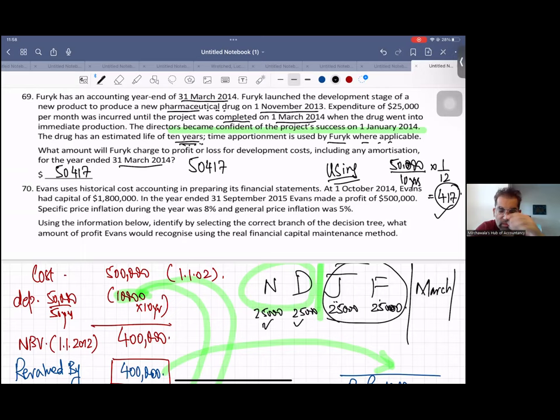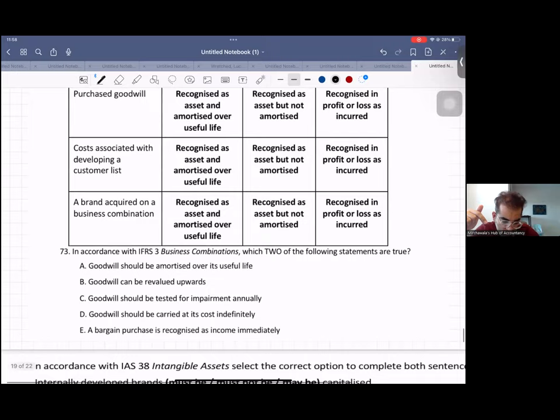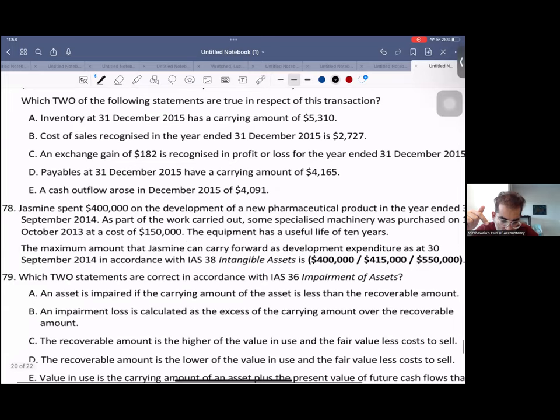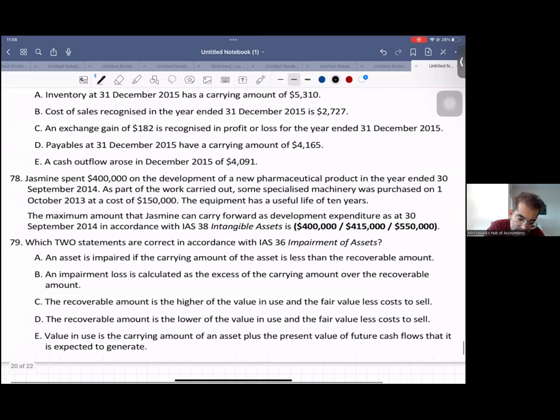Now, I have one more question, which is almost a duplicate of the question I was telling you about. Wait, let me show you. Please try this 78. Let's see who can do it.